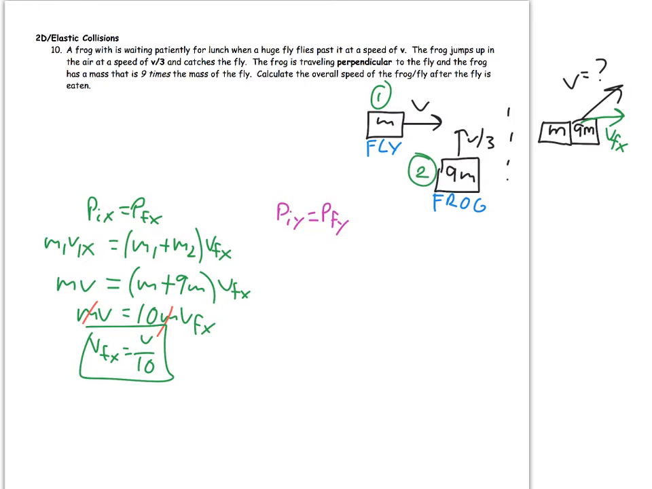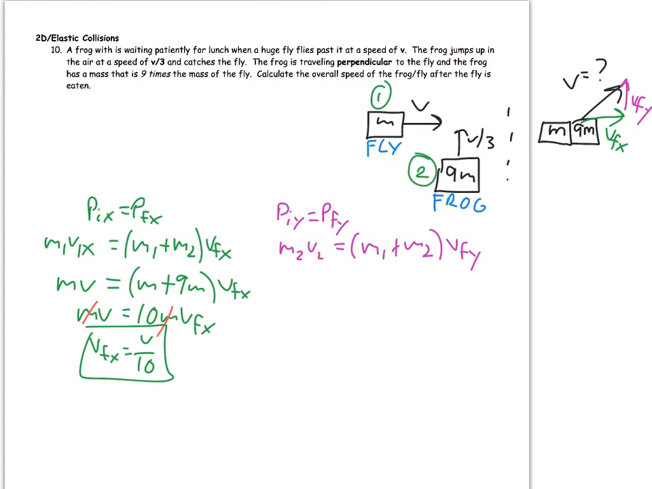Now in the y direction, the only thing moving before the collision is object 2, which is the frog. And so for that, we're going to have m2v2. Afterwards, the two objects stick together, of course. So it's going to be m1 plus m2 times their final velocity in the y direction, which is going to be that component of the velocity going up.